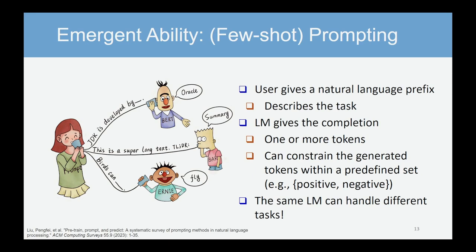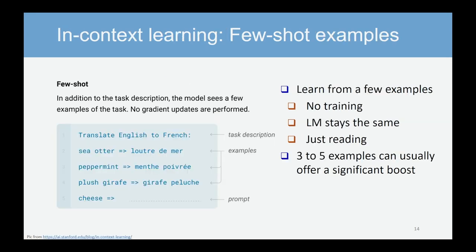And this is not the end of the prompting yet. I put a few shot there. So how can we use few-shot examples to improve the prompting performance using large language models? You can give a few examples in addition to the task description. For example, if you want to translate English words to French words, this is a task, right? Translate English to French. And I can give you some examples.